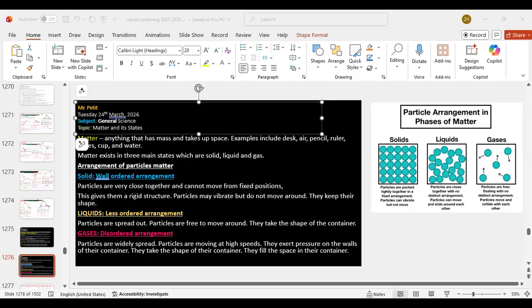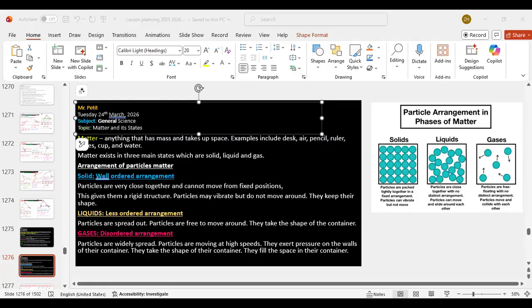They can't move. Would you say they're rigid or loose? Probably rigid. Rigid, very good. Read would be up here for solids. Particles are very close together and cannot move from fixed positions. This gives them a rigid structure. Particles may vibrate but do not move around. They keep their shape.